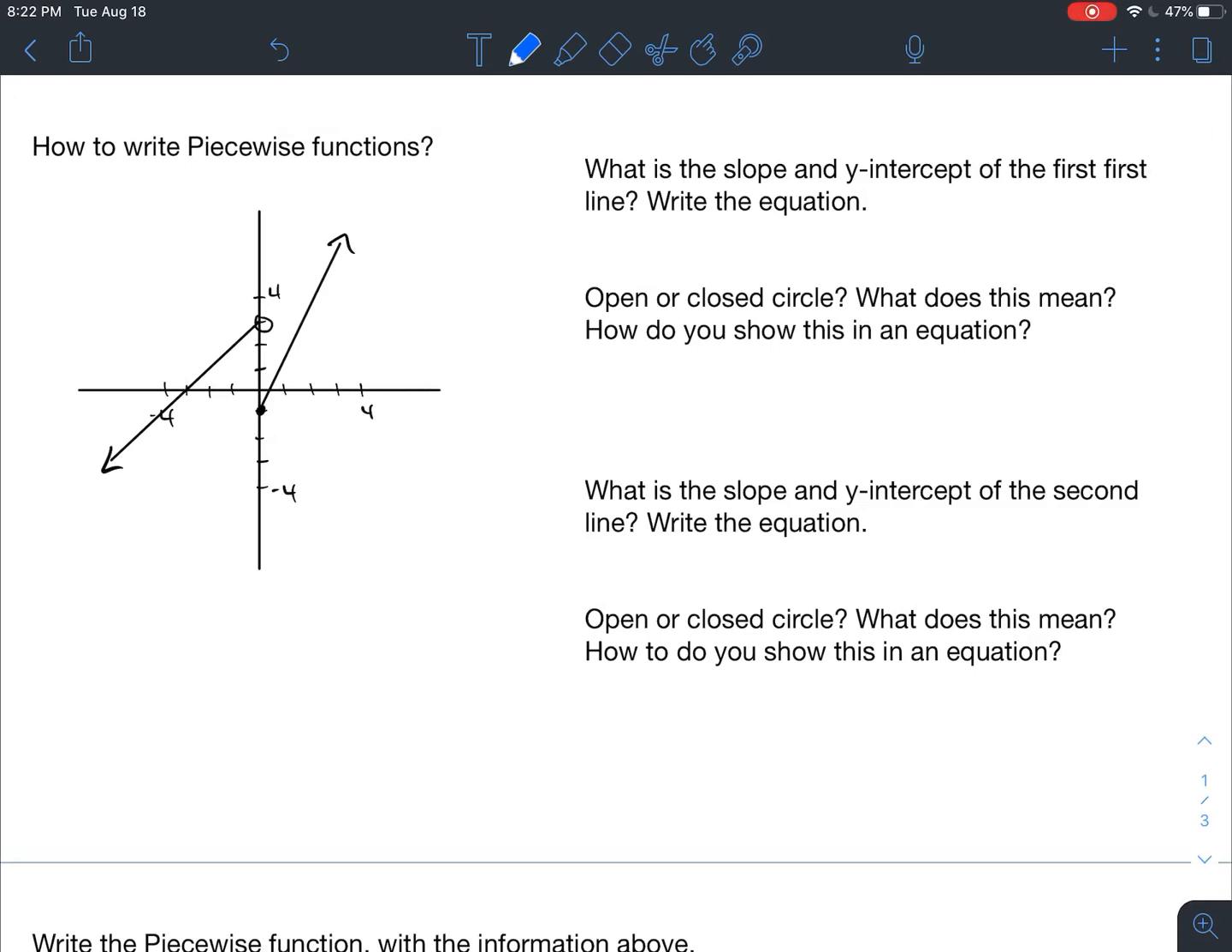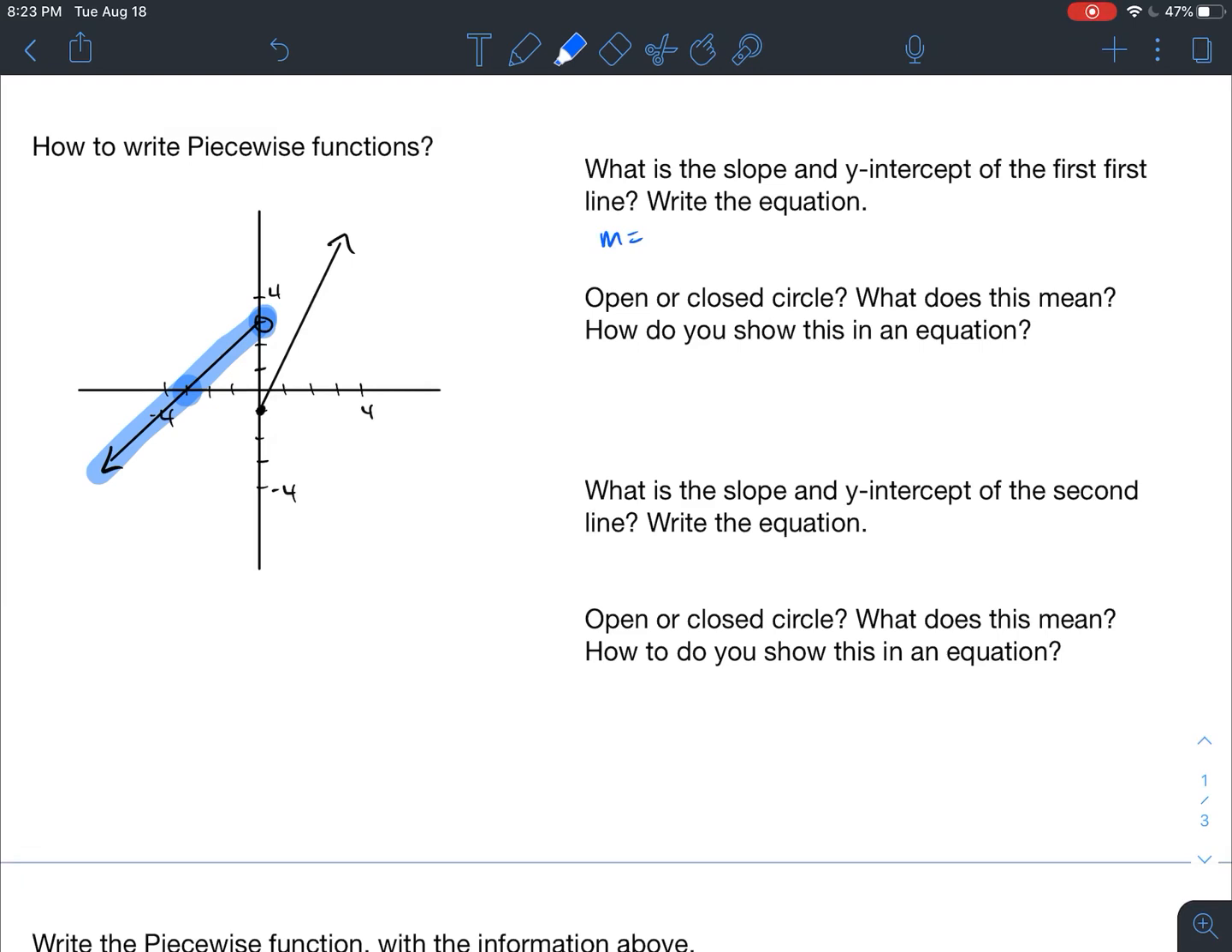But we have to first identify what both our functions are, and then we can determine the range or where they exist on the graph. So let's talk about this one right here. Let's identify that line. What is the slope of that line, and the y-intercept? You can see that it crosses at -3 and +3 on the y-axis, so that's a rise of 3 and a run of 3 in a positive direction.